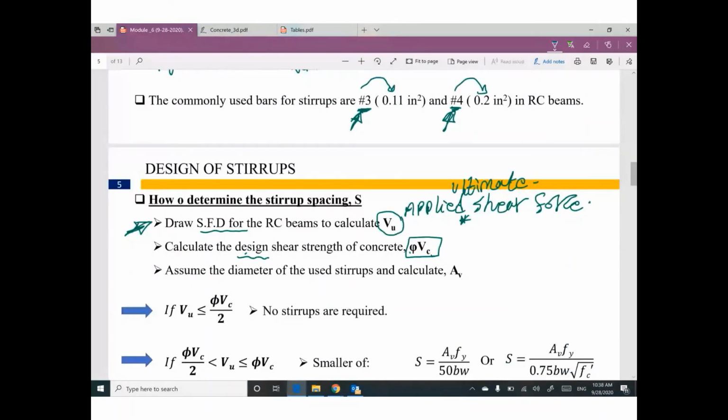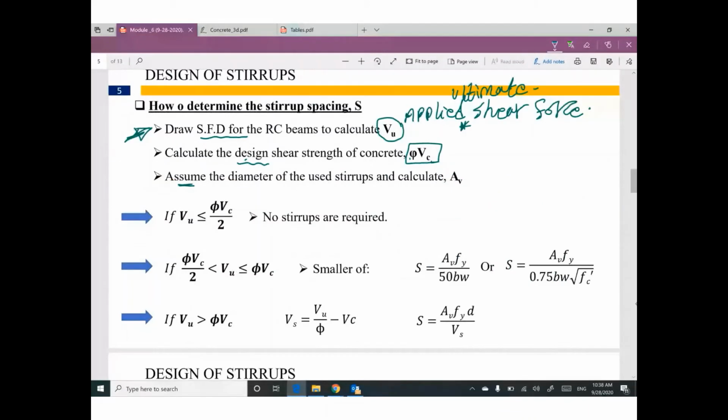I'm gonna assume the diameter of the used stirrups. We have two options, number 3 bar or number 4 bar. Number 3 bar, the area of one leg will be 0.11. Number 4 bar, the area of one leg, 0.2. So if you figure out how many legs, I can figure out the value of area V. So the size of the stirrups will be assumed. The only unknown is the spacing between stirrups to support this shear.